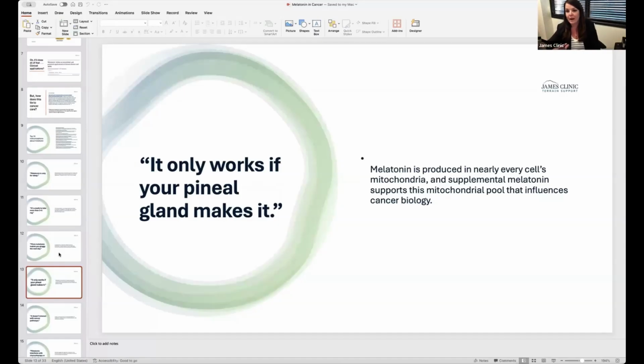It only works if your body makes it. Guess what? This is another bioidentical hormone. Melatonin, it has a chemical structure. It doesn't matter if you make it or if it comes from a bottle. It's the same. Your body receives it the same and it works the same.